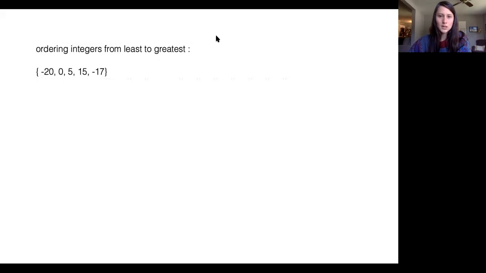Okay, so let's take a look at what you have. The smallest number here is -20, so least to greatest meaning smallest to biggest, right? Next would be -17, and then 0, 5, and then 15. That would be your answer from least to greatest.